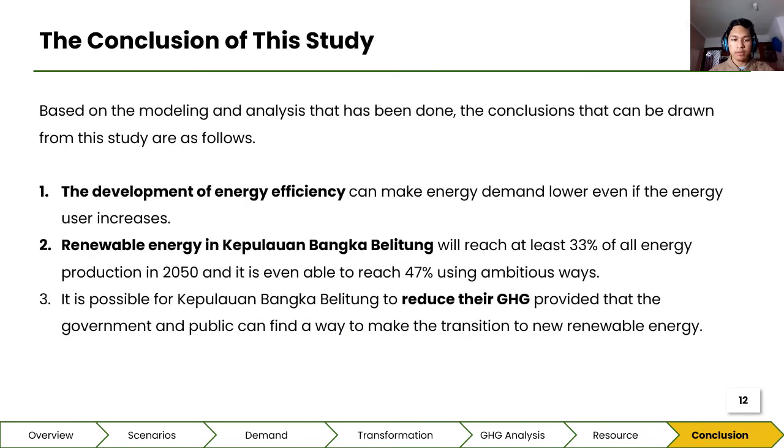Finally, based on the modeling and the analysis that has been done previously, the conclusions that can be drawn from this study are as follows. The first one is that the development of energy efficiency can make energy demand lower even if the number of energy users increases. The second, renewable energy in Bangka Belitung Island will reach at least 33% of all energy production in 2050, and it is even able to reach 47% using ambitious scenarios. And the last one is that it is possible for Bangka Belitung Island to reduce its greenhouse gas emission, provided that the government and public can find a way to make the transition to new renewable energy. So these are the three conclusions that can be drawn from this study.